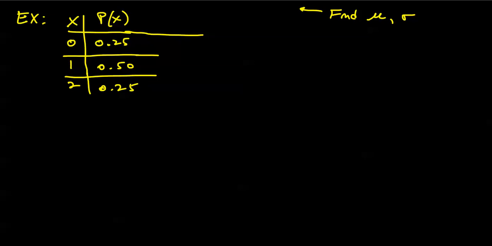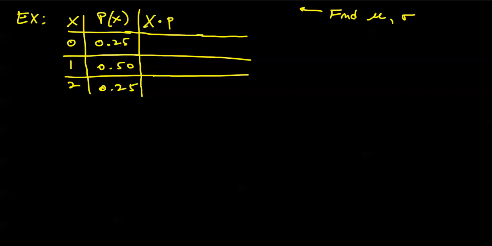To this end, I'm going to add a couple of columns here. I don't have to do it this way, but I'd like to do it this way. To find the mean, I'm going to have to take each x value, multiply it by its associated probability, and add up those products. Well, this I can kind of do in my head here. 0 times anything is 0, so that cell is easy. 1 times 0.5 is, of course, 0.5. And 2 times 0.25 is, of course, 0.5.